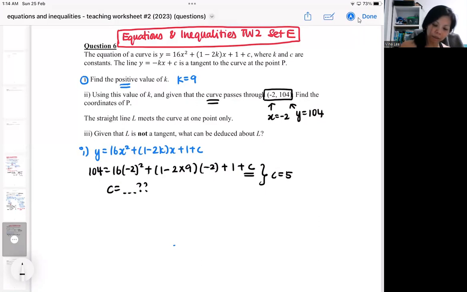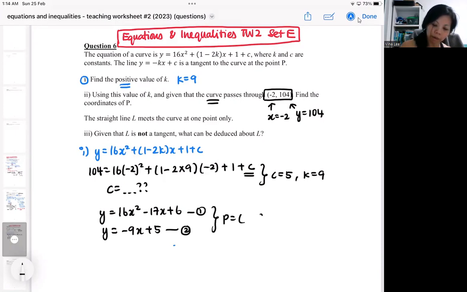Once you know c is a 5, together with the k equal to 9, you return back to the equation. So you can return back into the equation. And do your simultaneous equation. So from your simultaneous equation, you will get your coordinate of P.